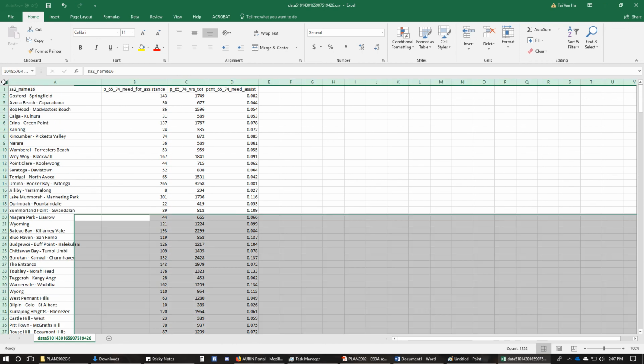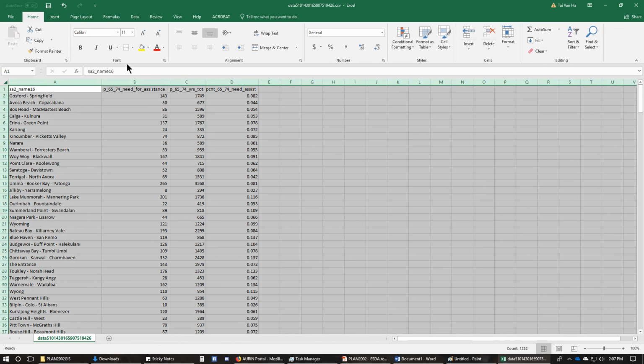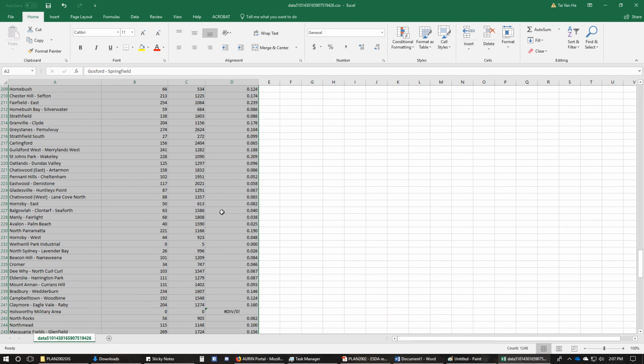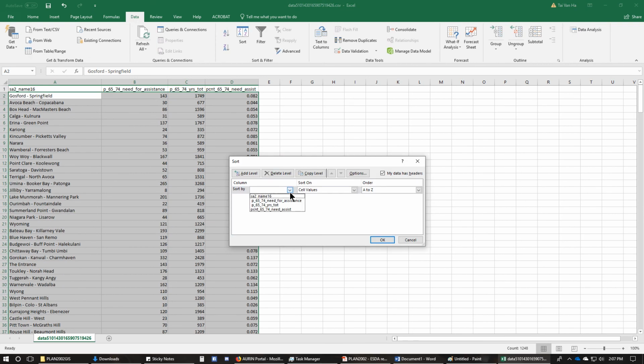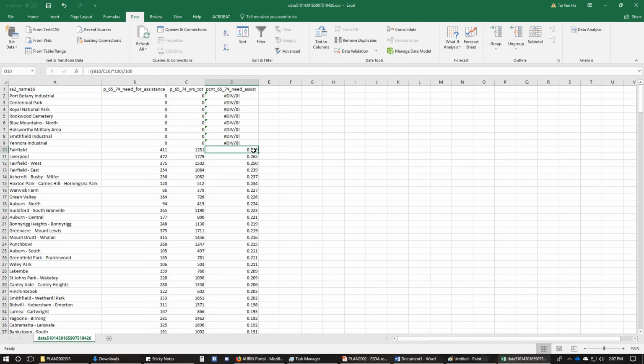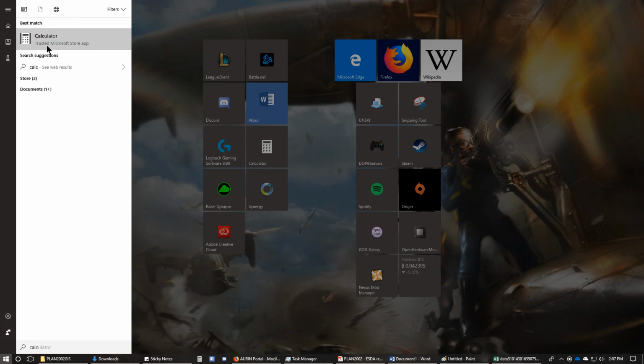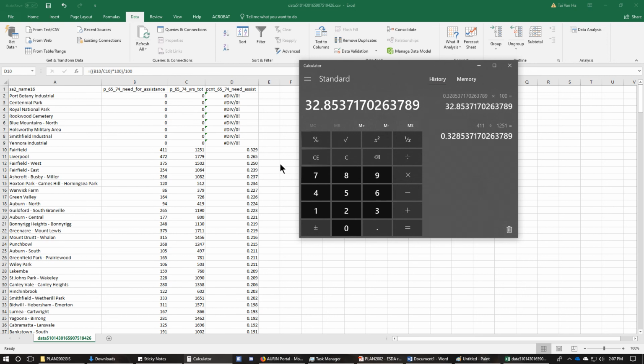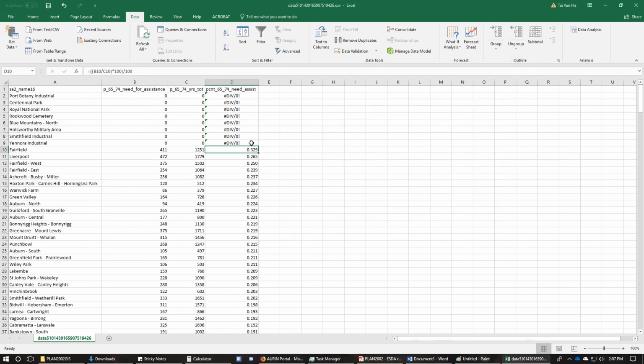Always check that your calculations are done properly. So what I'm going to do is grab it all, and I'll sort data by smallest. So we'll do 411 divided by 1251 equals, yeah, 32%. So that's 0.32, which is 32% in its decimal form, so that's all right.